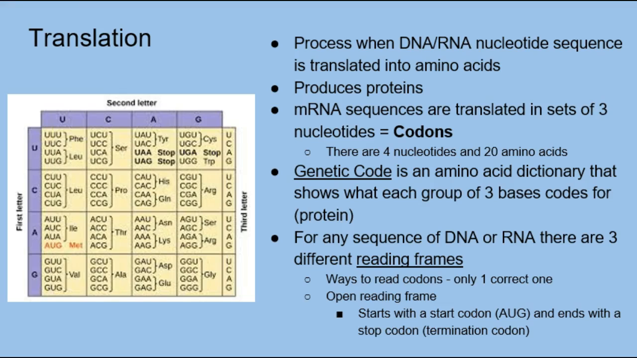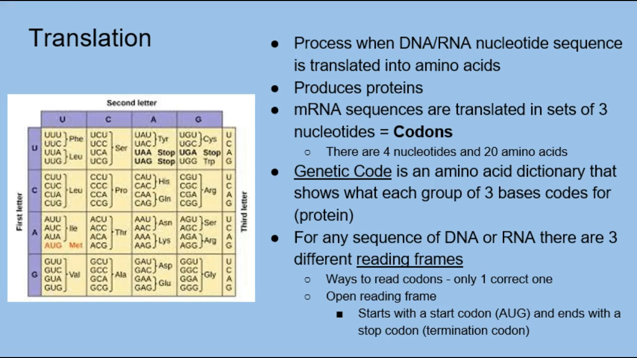Our next topic is going to be translation, which is the process of DNA and RNA nucleotide sequences being translated into amino acids, which produce proteins. mRNA sequences are translated in sets of 3 nucleotides known as codons, and they go by a genetic code, which is an amino acid dictionary that shows what each group of bases codes for. Each codon codes for 1 amino acid. Because there are 20 amino acids and only 4 nucleotides, in order for each amino acid to be coded properly, there needed to be 3 bases.